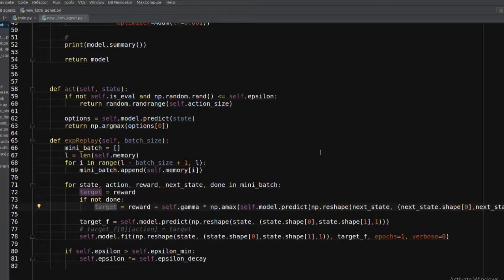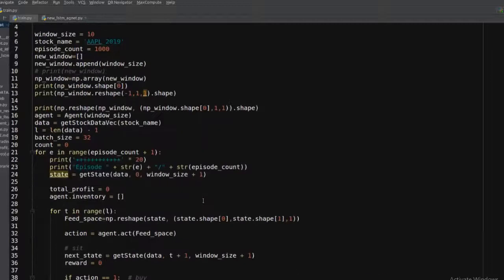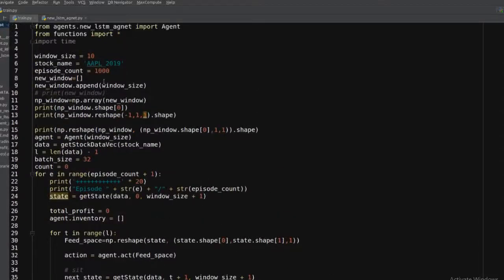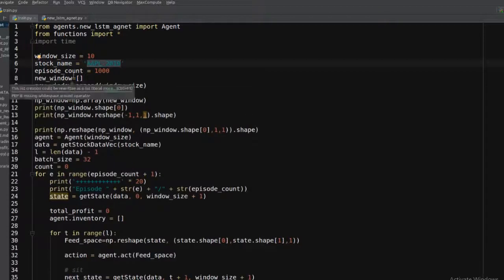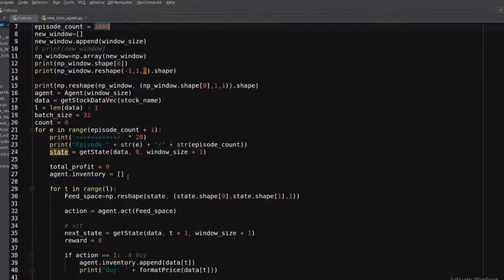This is my main agent. I have already explained it. So now the training script comes in. I have used Apple 2019 stock data, which is now training. The training is going on, and the episode count is 10,000. Though 10,000 episodes take a very long time.